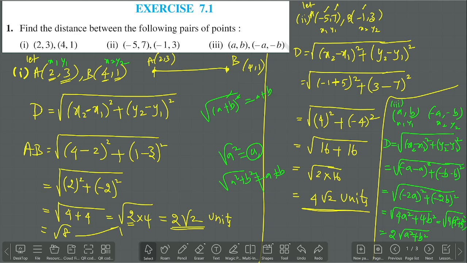But it's not a whole square. We should not apply that condition here. Don't think that is a square. Without a square we can take root when we have a multiple. Suppose when we have a square multiplied by b square, we can say a into b. We can say a into b. After taking root, we can write a into b.